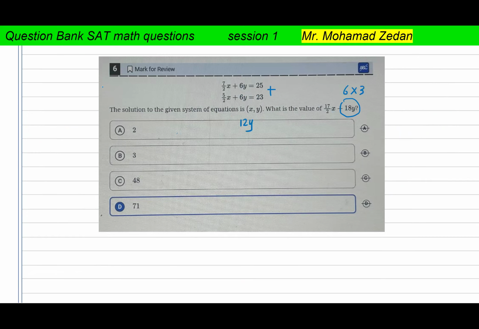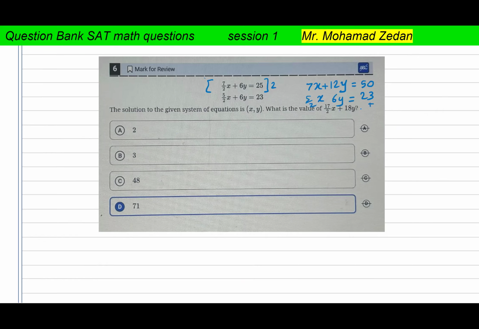For this reason, you need to multiply one of the equations by 2 first. You try this one times 2 and then add. So the first equation by 2 will be 7x plus 12y equals 50. And the other equation will be the same. Now, if you add, check whether you get the same answer or not.